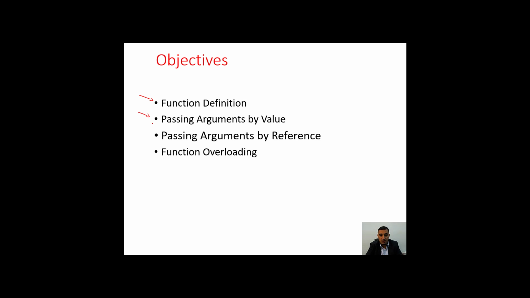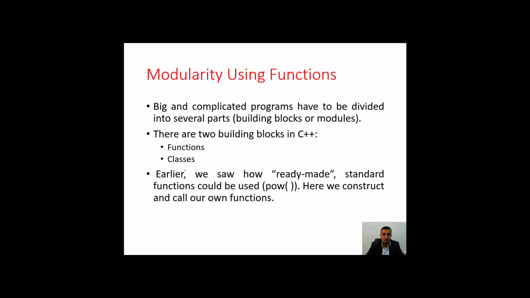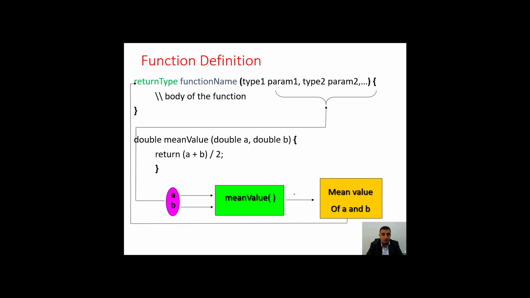How do we pass the arguments by value? How do we pass the arguments by reference? And then finally, function overloading. Within our topics, we will also be talking about functions and arrays and how we deal with them. Big and complicated programs have to be divided into several parts, which makes our lives easier. We have two building blocks in C++, which are functions and classes. Earlier, we saw how ready-made standard functions could be used, such as the power function. Here, we are going to try to construct our own programs.